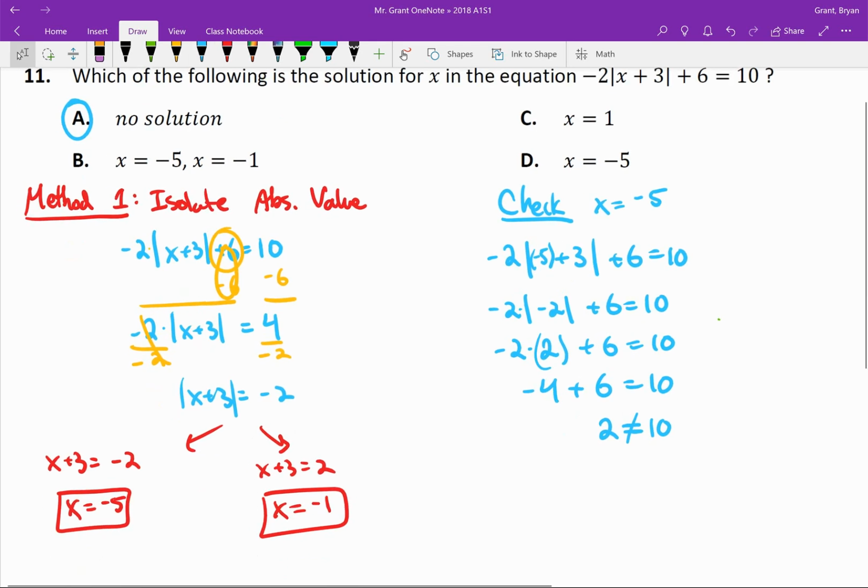These solutions that don't work are known as extraneous solutions. They're solutions we found by using a method, but that didn't actually work in the original problem. So if they don't work, we don't actually have them as solutions, and we end with no solution.